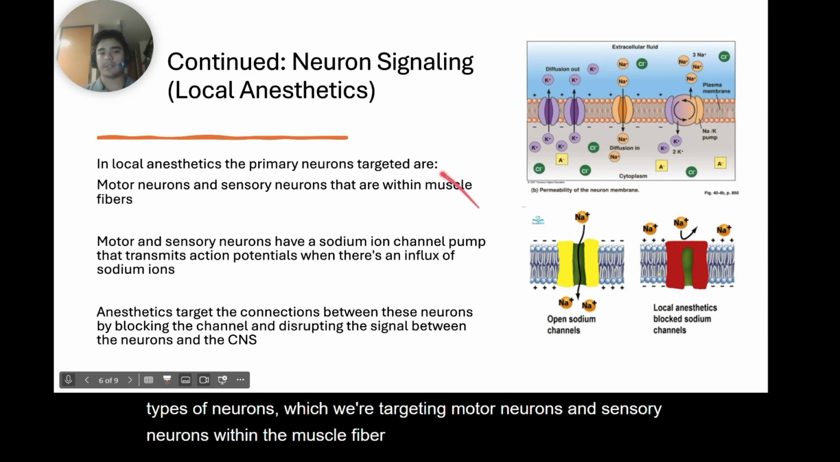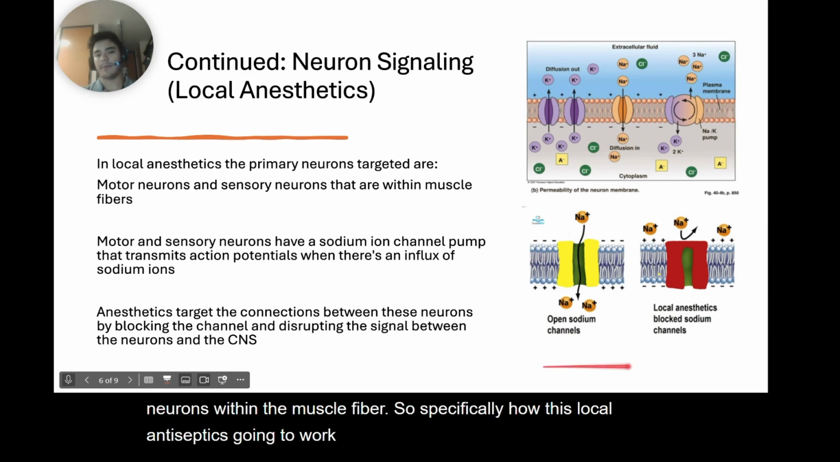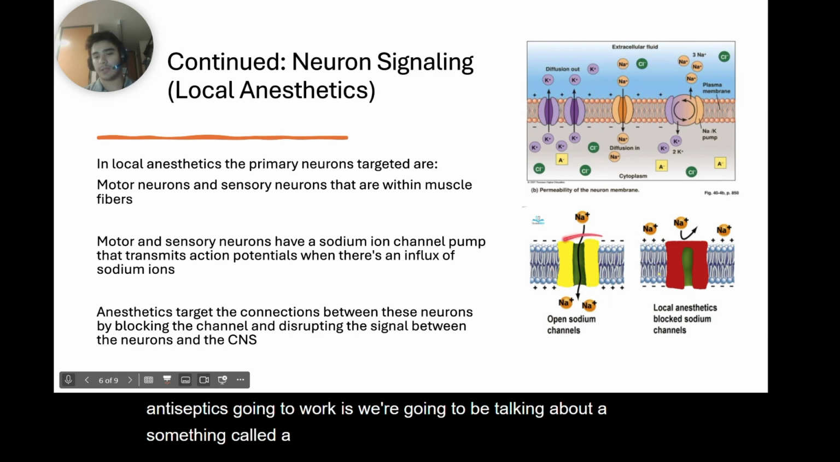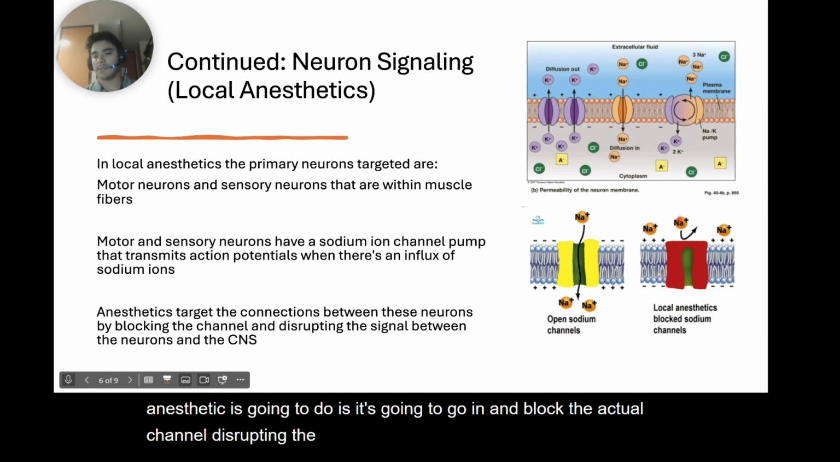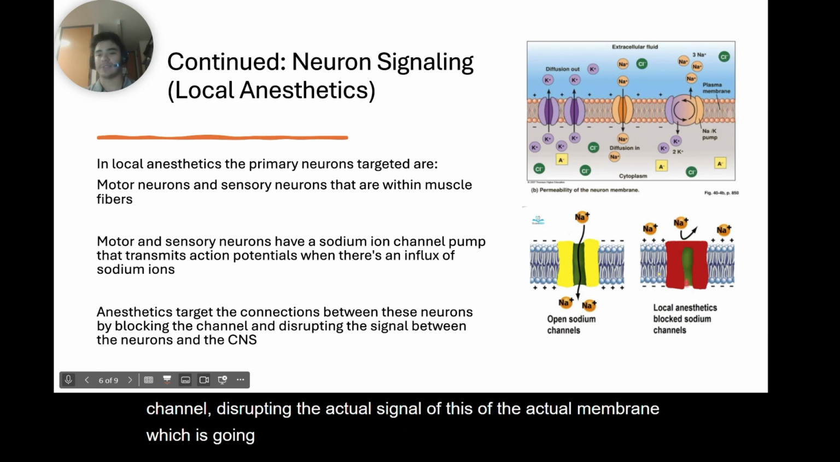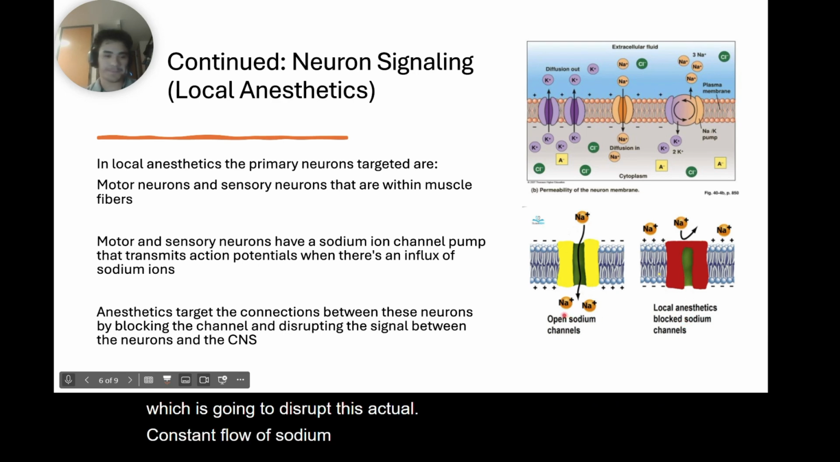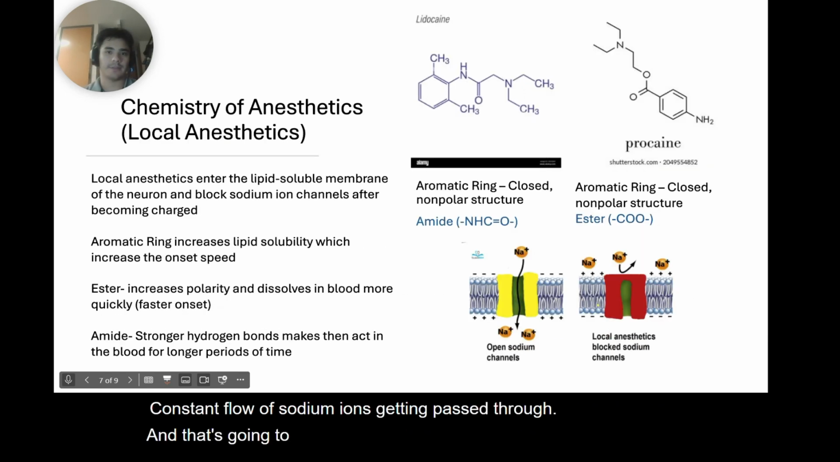So specifically, how this local anesthetic is going to work is we're going to be talking about something called a sodium ion channel. What the local anesthetic is going to do is go in and block the actual channel, disrupting the signal of the membrane, which is going to disrupt the constant flow of sodium ions getting passed through, and that's going to block that CNS signal.